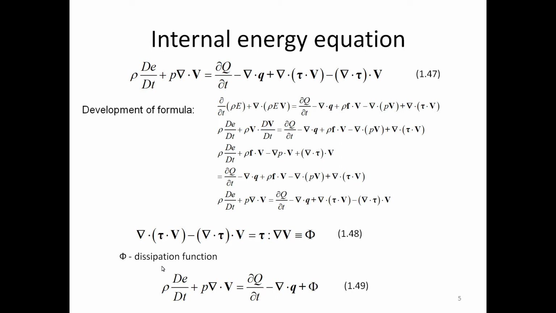After inserting the dissipation function, equation 1.49 becomes the following: rho DE by Dt plus P times the dot product of operator nabla and V equals dq by dt minus divergence of q plus dissipation function phi.